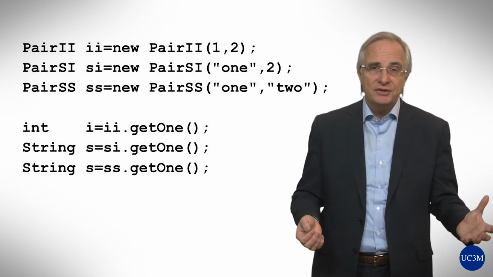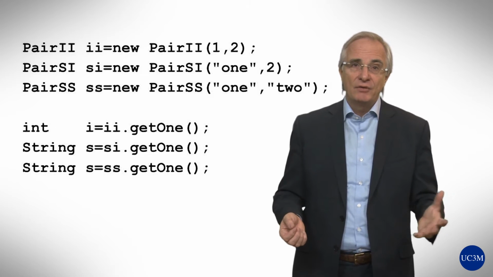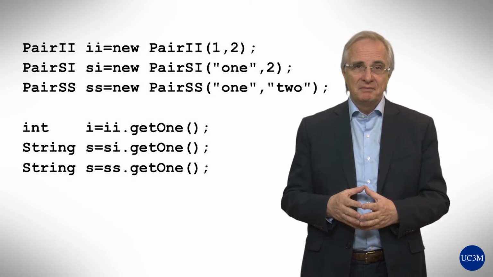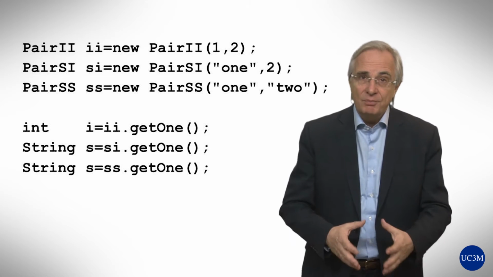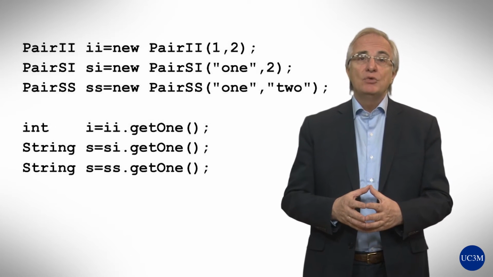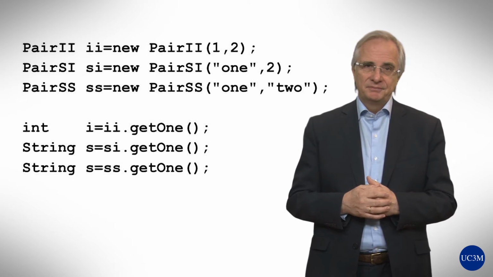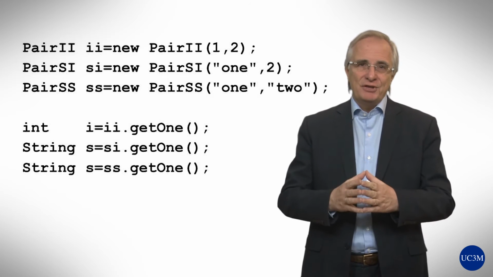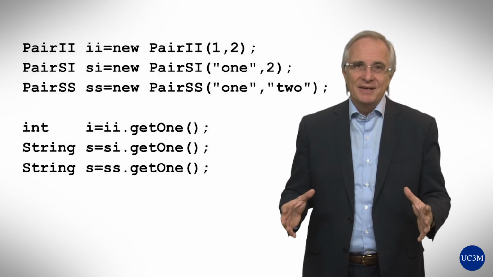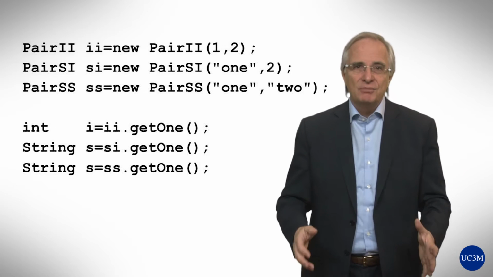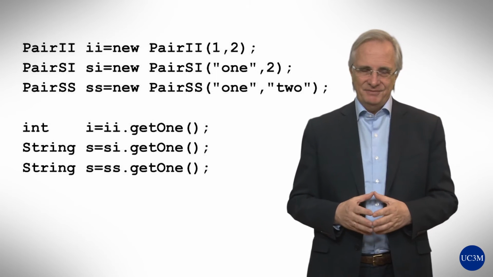II is a pair of integers, SI a pair of a string and an integer, SS a pair of strings. And we could get the first components of each pair by using the appropriate getter method, get1. But this procedure really doesn't scale. If every time we needed a pair of something, it's too tiresome to define a similar class.